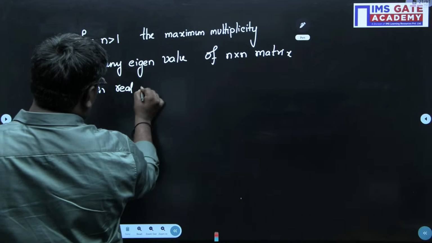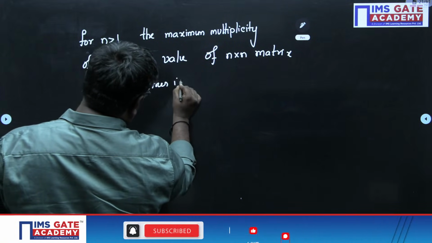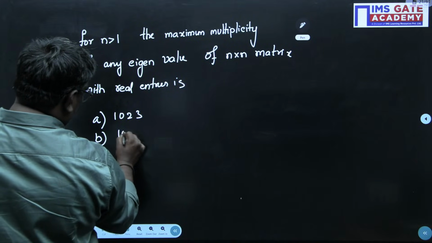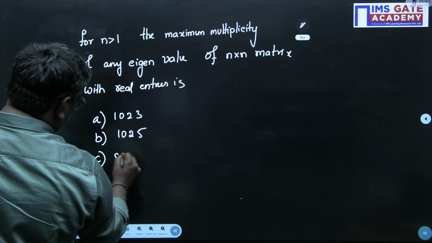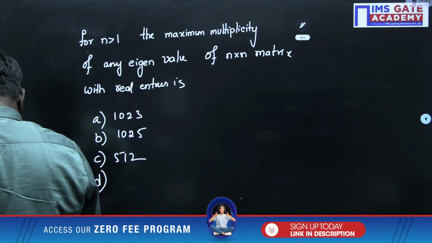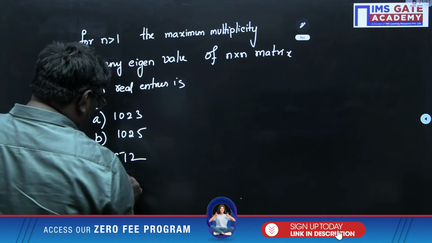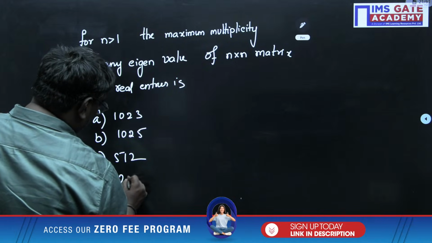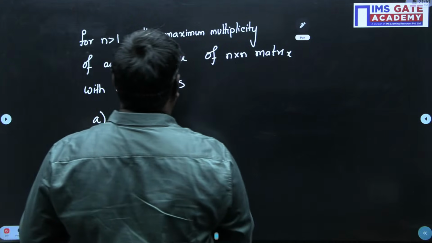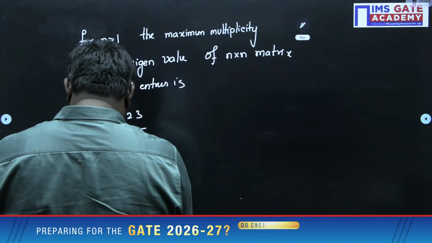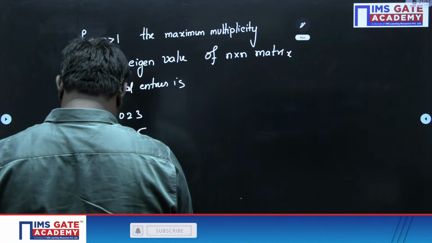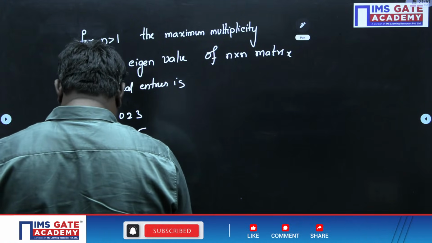Sir, this question is somewhat tricky if we go with the concept. I'll go with the option method for now. They have given A 1023, B 1025, C 512, and they have given a D option. I'm not sure, sir. One second, let me check. They have given some option like 255, I think. Yes. So here, if there is a 4 by 4 matrix, sir, and one more second, it is a 4 by 4 matrix, I think. This question is different, I think, sir.